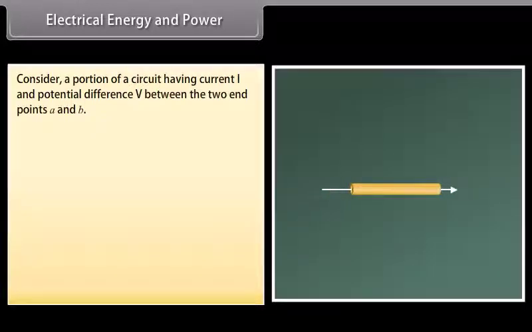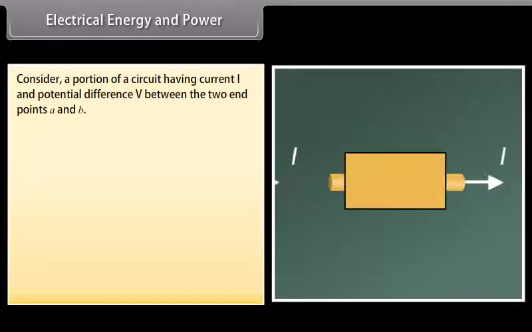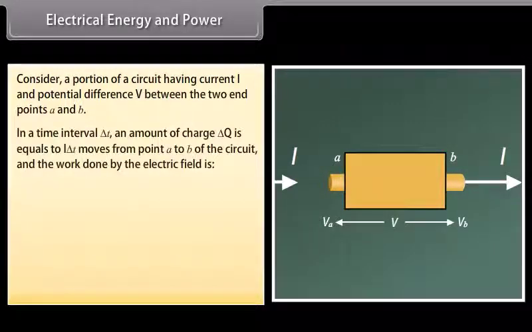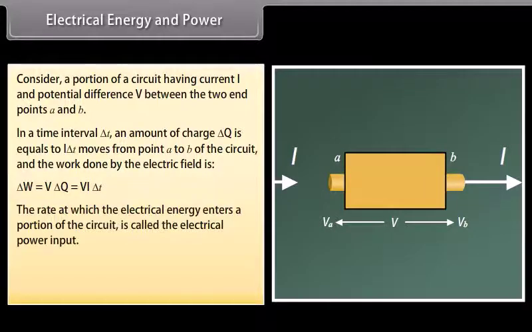Electrical energy and power. Consider a portion of a circuit having current I and potential difference V between the two endpoints A and B. In a time interval delta t, an amount of charge delta q is equal to I delta t moves from point A to B of the circuit, and the work done by the electric field is equal to the product of V and delta q, which is equal to the product of V, I and delta t. The rate at which the electrical energy enters a portion of the circuit is called the electrical power input.